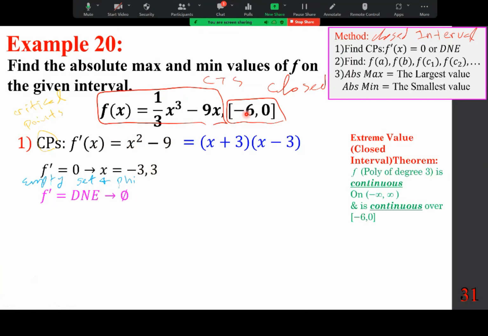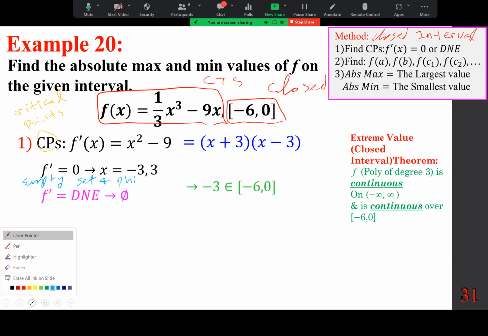Now you go back to the given interval. Is negative 3 in between? Yes. Is positive 3 in between? No. So you can only use negative 3. And this symbol, which looks like an epsilon, you may remember from set theory. This is read as "an element of."